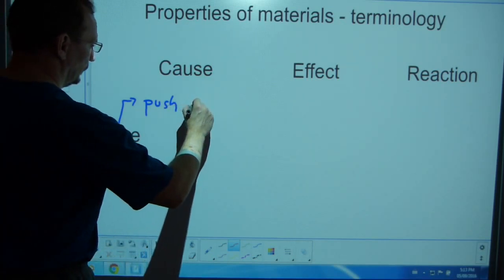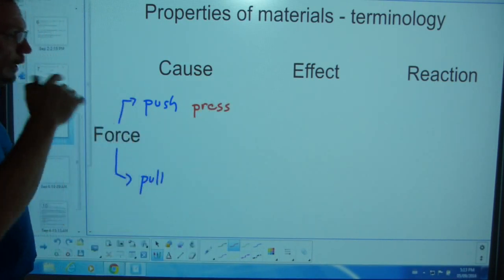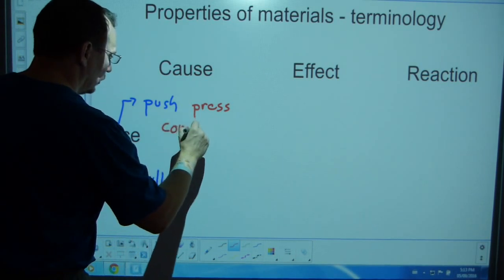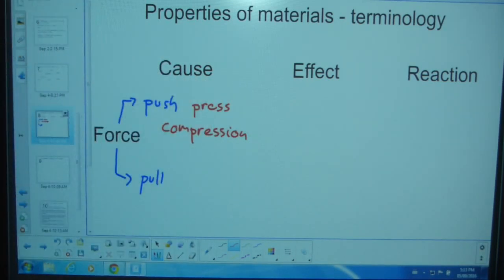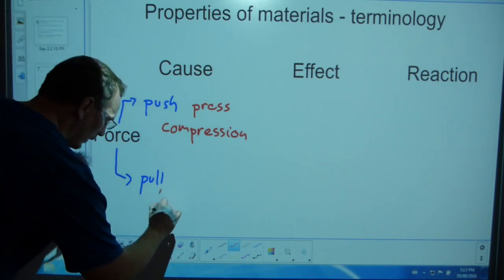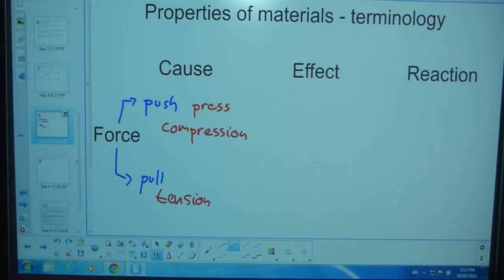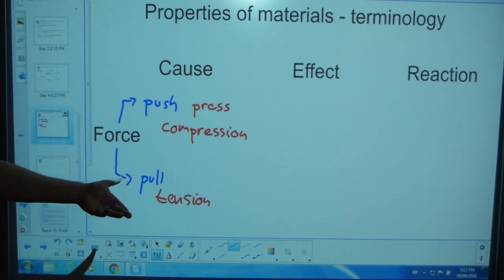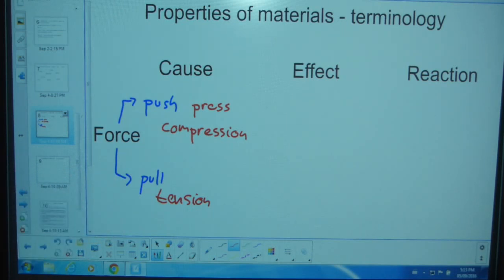So instead of push, the word press is used, as well as another variation of press, compression. Press is the verb, the action word. Compression is the noun that describes the result of the action. And instead of pull, another Latin word is used, tension. Okay? Pull and tension are synonyms. They can be used interchangeably. Synonym means that they have the same meaning, but they're different words.